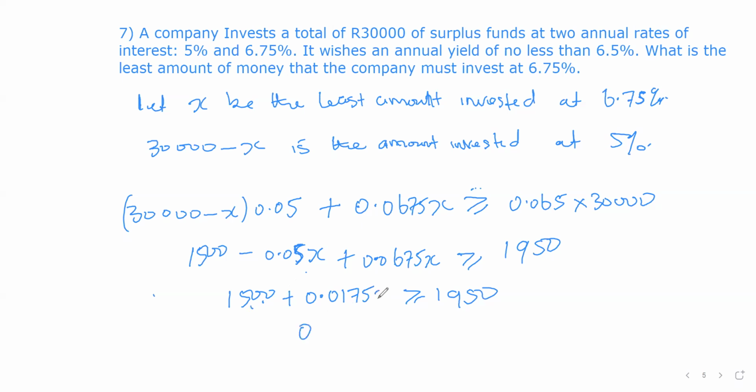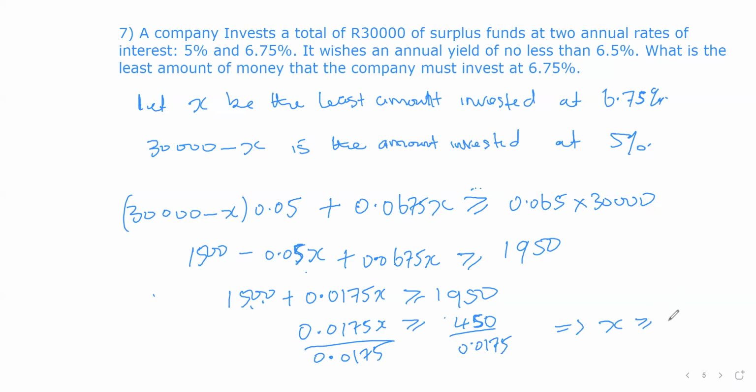Move my 1,500 to that side. I get 0.0175x is greater or equal to 450, basically. If we subtract 1,500 from 1,950, we should get 450. Divide both sides now by 0.0175. Then we get our x to be greater or equal to 450 minus 0.0175.